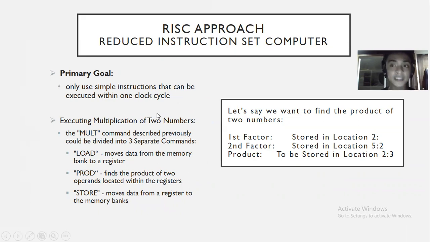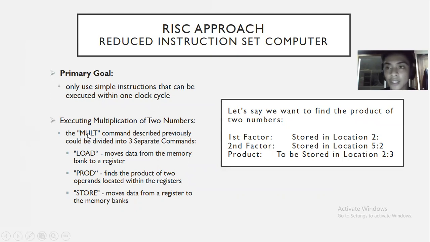The major difference between the two is in multiplying two numbers, and we're going to expound on this in the illustration below. As you can see, we have the same instructions as in the CISC approach. But in CISC, if you want to multiply two numbers, we only have one line of code, which is mult 2.3 then 5.2. Here, there's no such thing as a mult command. I mean, there can be if the assembly language has it, but its functionality is different.